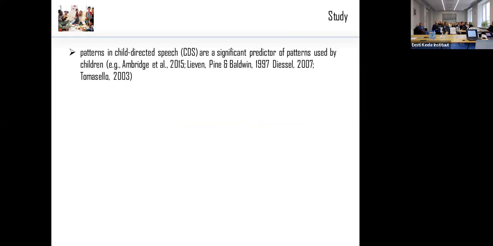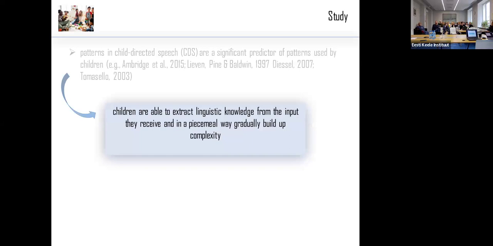We know from research that the patterns in child-directed speech are significant predictors of the patterns used by children. We know that for certain speech errors, for example, for lexical frequencies. We also see that for multi-word chunks. So we have this relation between the patterns that parents use in their language, and those are the ones that we also see in the kids acquired fairly early on. So children are able to extract linguistic knowledge from the input, and the input is particularly tailored towards this pattern-like nature. So they, in a piecemeal way, extract the knowledge and gradually build up their complexity.